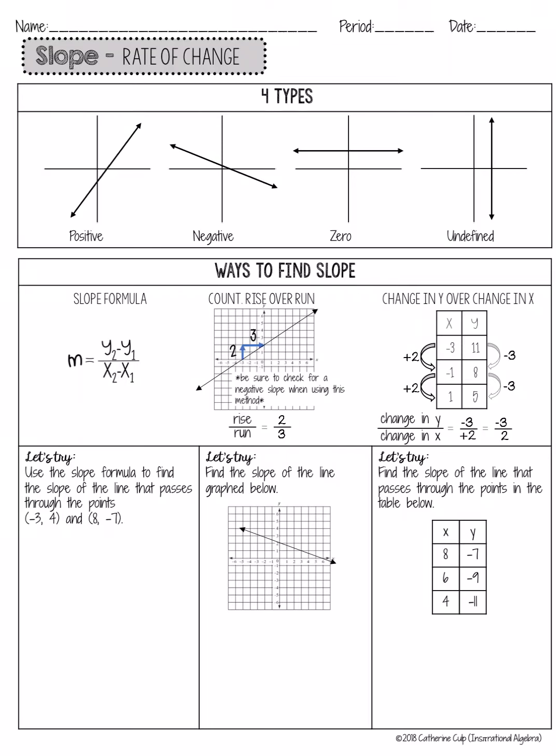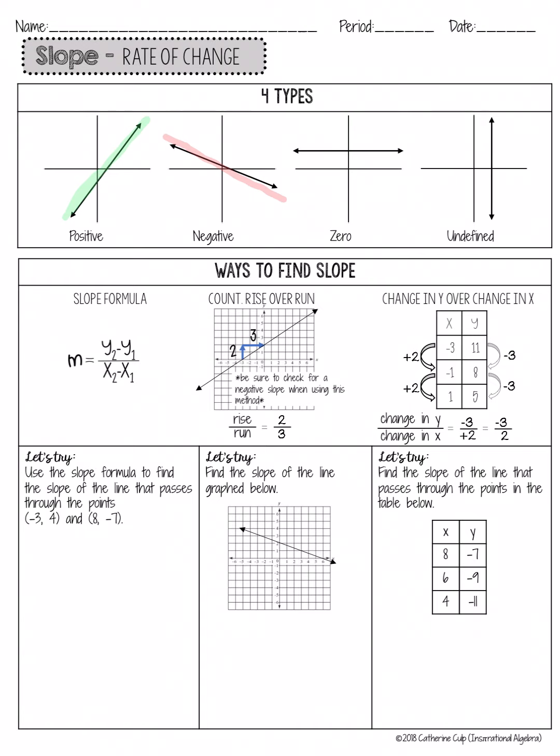Today we're going to look at slope again, otherwise known as rate of change. We're going to review. There are 4 types of slope. The first one is positive. Positive slopes go up and to the right. As you read left to right, the line is going up. Negative slopes slope down and to the right.